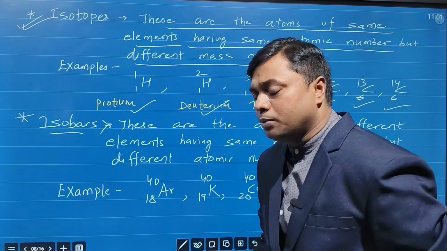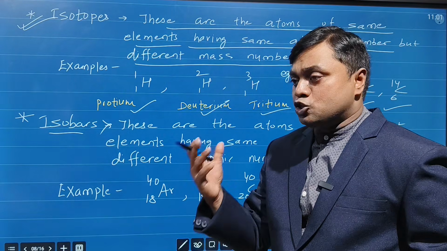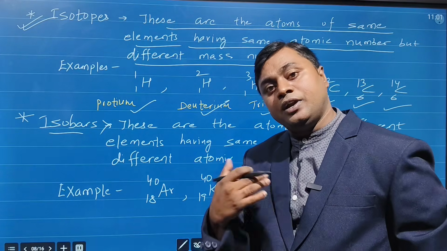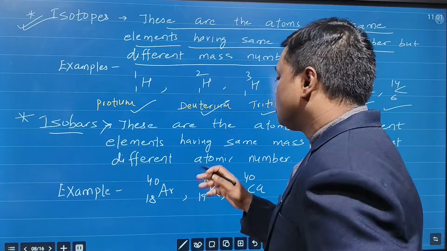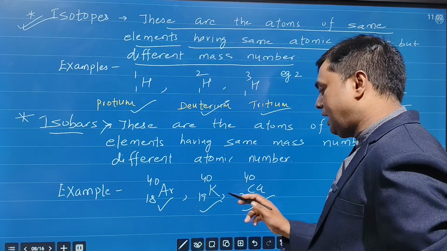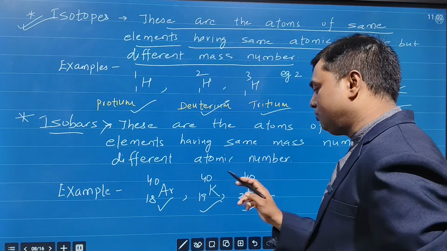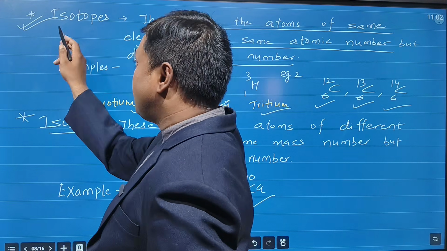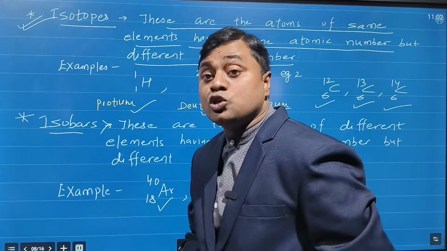Now, what are isobars? Isobars are the atoms of different elements having the same mass number but different atomic number. Yes or no? So we can see argon, potassium, and calcium. Atomic numbers are 18, 19, and 20. Mass numbers are 40, 40, and 40. Yes or no?